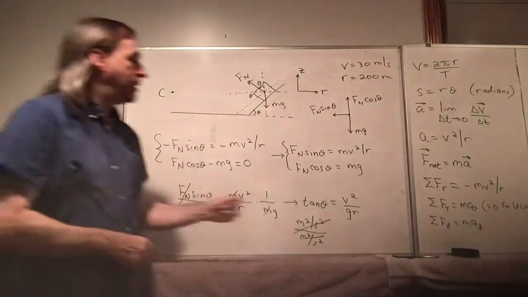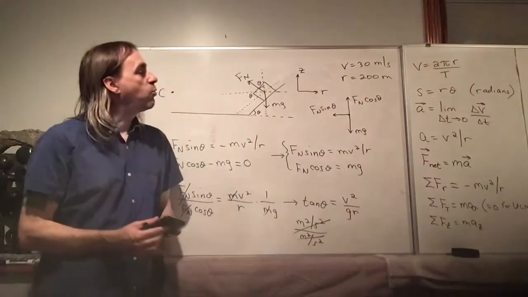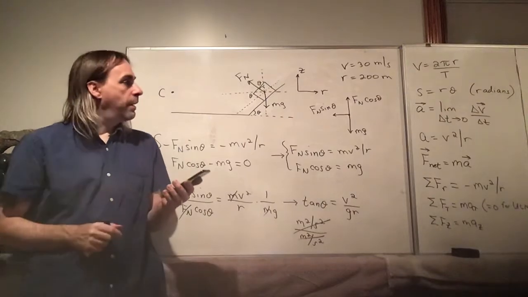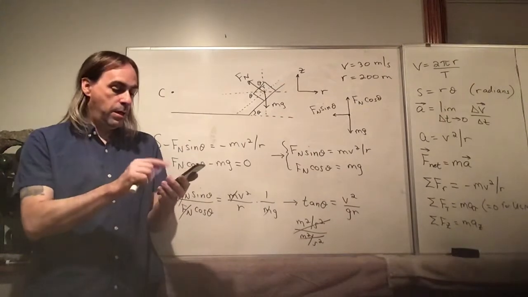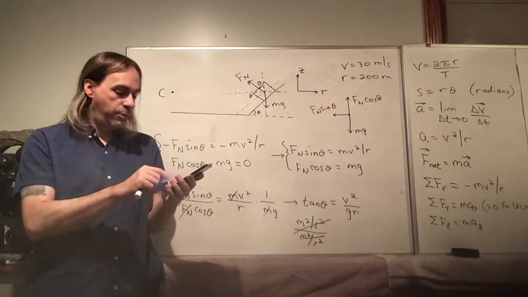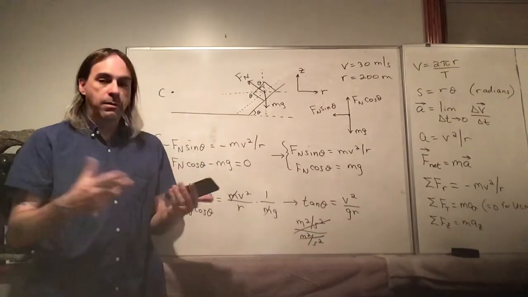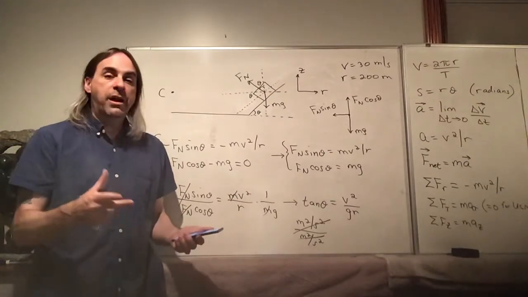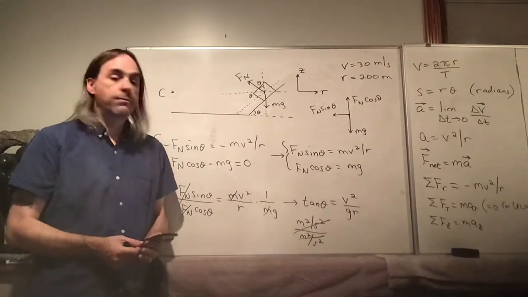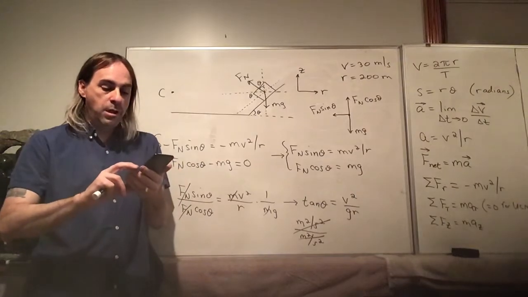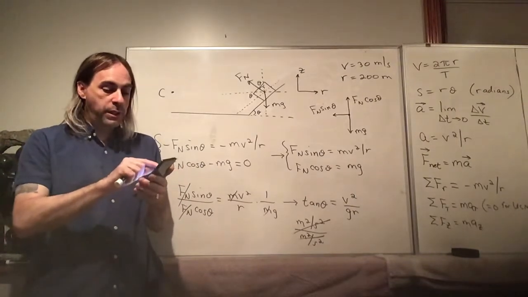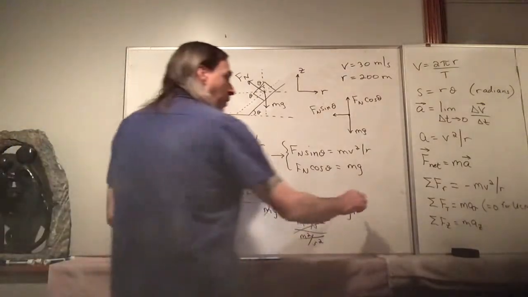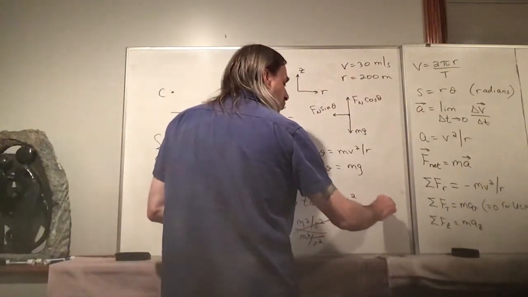Okay, why don't we just plug in the numbers? So v squared, that'd be 900, and then divided by 9.8 times 200. And again, if you're doing this on a calculator, you want to be very careful that you use parentheses here. Otherwise, your answer will be crazy. But anyways, that's around 0.46. So the inverse tangent, and for this example, theta would be around 24 degrees.